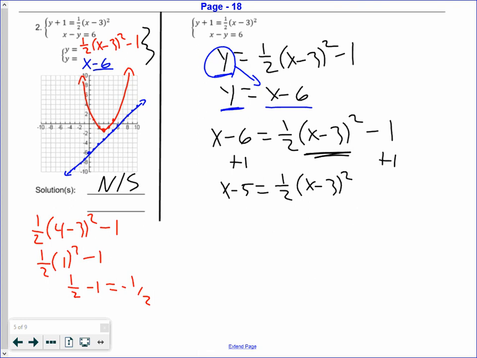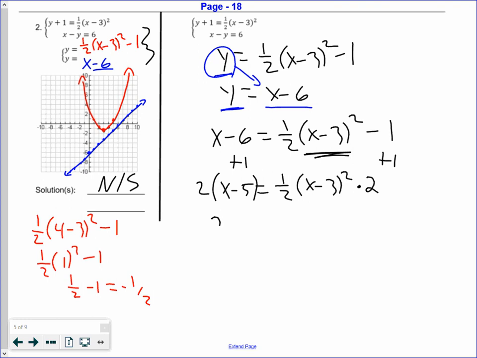And then from here, I want to get rid of that 1/2. Anytime you want to get rid of a fraction, do not divide by the fraction, multiply by the reciprocal. It's always easier to multiply. Reciprocal just means the fraction flipped upside down. So we have 1/2, we're going to multiply by 2. All right, so that's its reciprocal. It'll be 2. So I'll multiply both sides by 2.